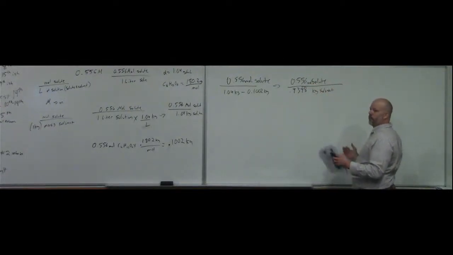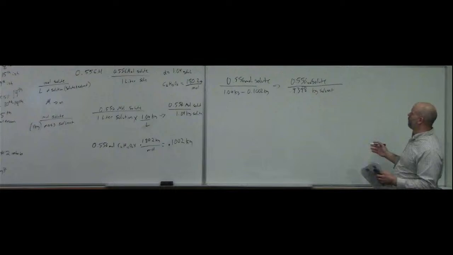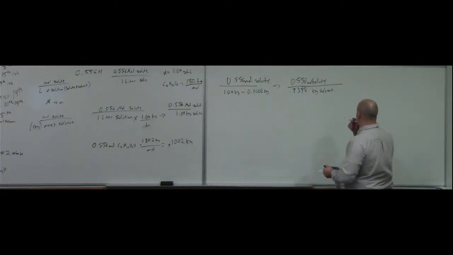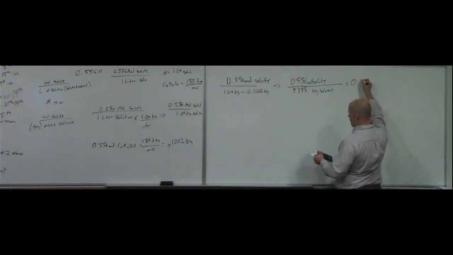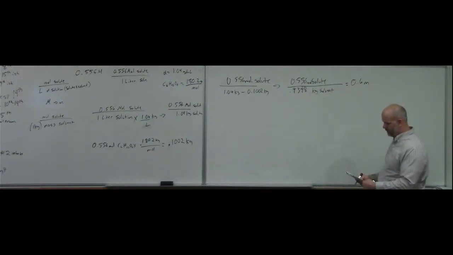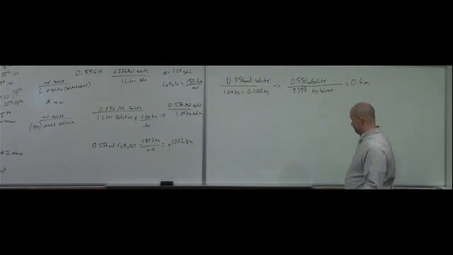Everything here is in the form that I want. I have all the right units in all the right places. I just got to do the math, and I'll be left with my molality, right? So you divide that. Equals 0.6. Close enough. 0.6 moles per kilogram. That's what we want.